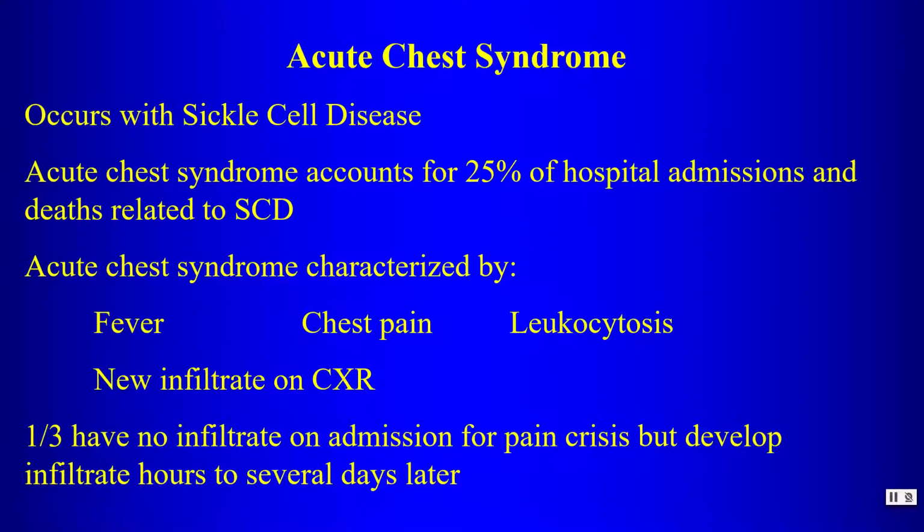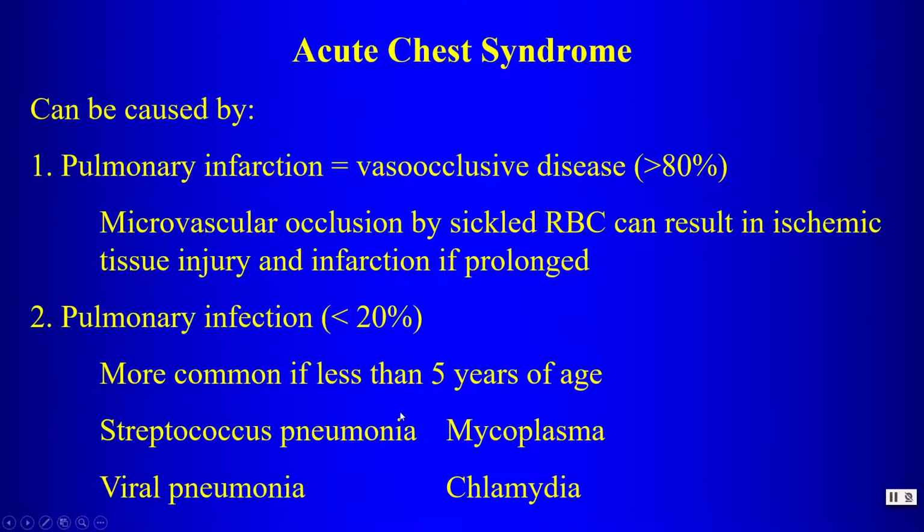So acute chest syndrome here associated with sickle cell is characterized by fever, new consolidations on the chest radiograph, chest pain, leukocytosis, and although some may not have consolidations on admission when they're admitted for pain crisis, they may develop the consolidation a little bit later on. So this can be caused by pulmonary infarction as a result of the vaso-occlusive disease from microvascular occlusion by sickled red blood cells, or it may be brought on by infection. So it can be infection with any of these organisms, especially more common in younger patients.